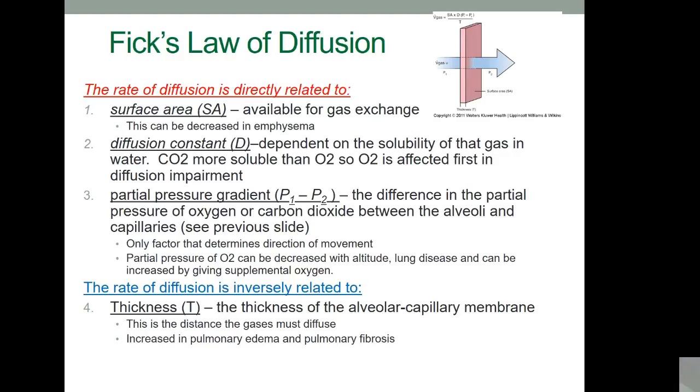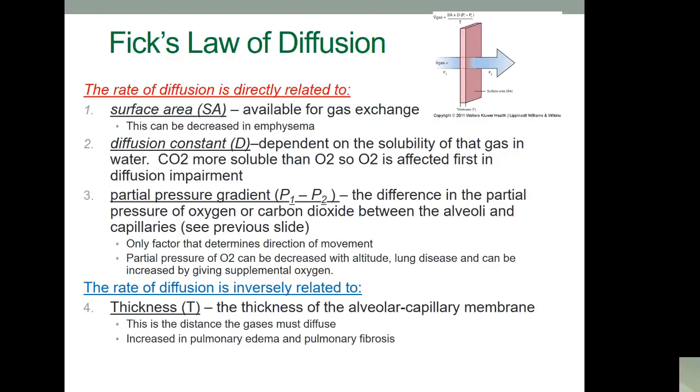Now, the partial pressure of oxygen can be decreased if we go to altitude. If we go to altitude, there's less oxygen content in the air, so we'll have a lower PO2 in the alveoli, and that will decrease the partial pressure gradient. This can also occur with lung disease. This factor can also be increased by giving a patient supplemental oxygen. So if they had a slower rate of diffusion because of decreased surface area, we could give them supplemental oxygen to help increase the rate of diffusion.